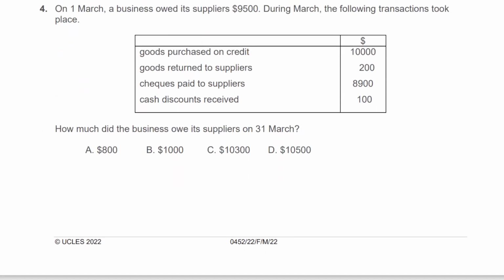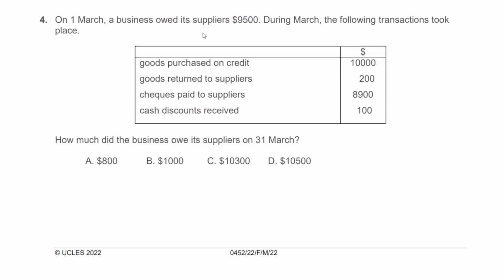Number 4, on 1st March, a business owed its suppliers 9,500. During March, the following transactions took place. How much did the business owe its suppliers on 31st March? Okay, so in the beginning, amount owing is the 9,500. Further goods were purchased on credit, so this will be further payable. That will increase the payables. Goods returned to suppliers, that will decrease the payables. Checks paid to suppliers, that will also decrease your payables, right? There's no way that your liability will increase if you're paying the money. It's going to fall. Cash discount received, your liability will fall.